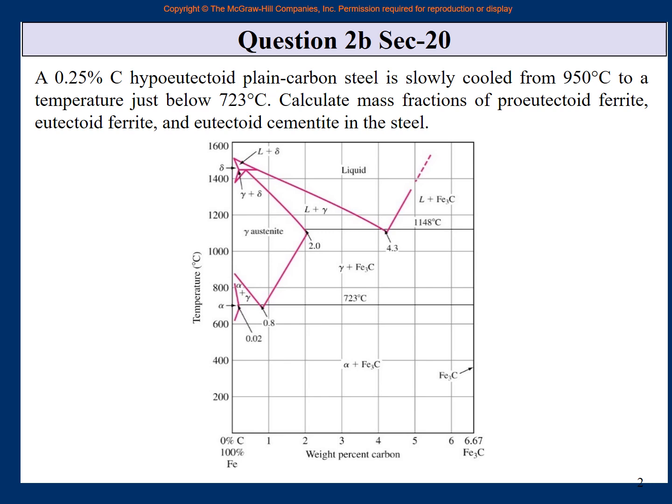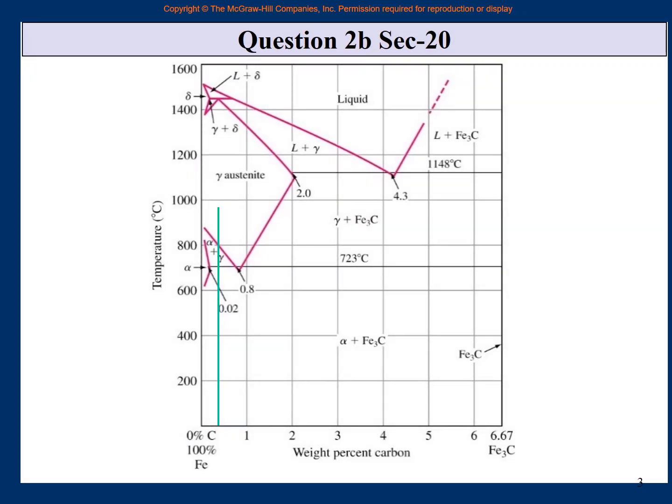When they say hypo-eutectoid, this is the eutectoid composition, 0.8%. Any composition less than this, from 0 until 0.8, is hypoeutectoid. But here 0.25% is already given to you. So you will draw a vertical line at 0.25. You are roughly at this temperature, 950 and so on, and then you cool to almost 723 or just below it. So I have already done that here for you.